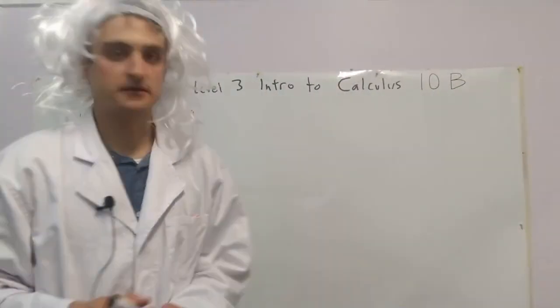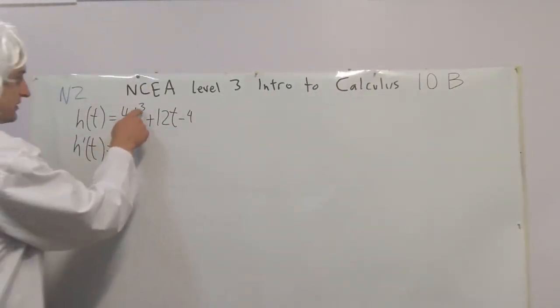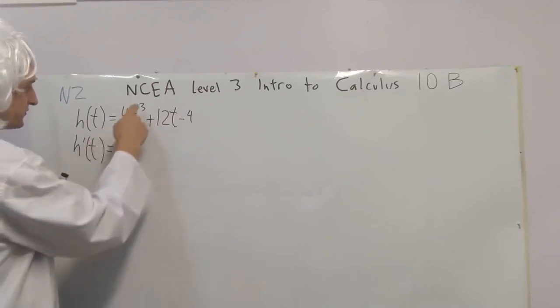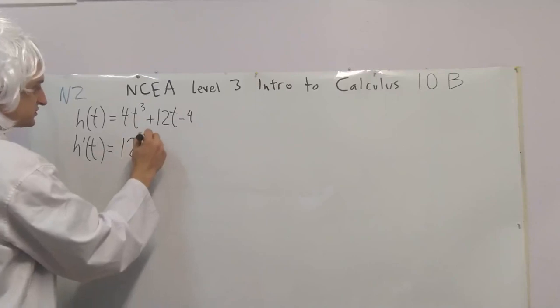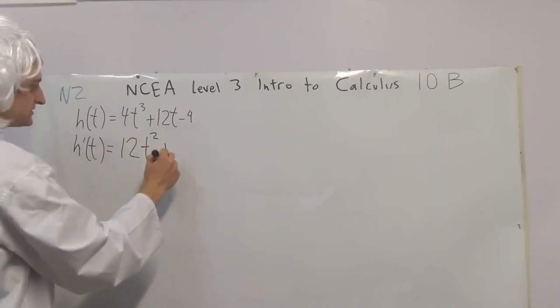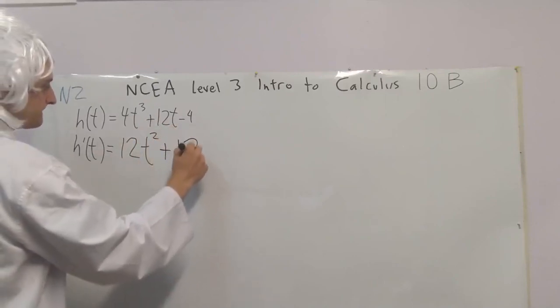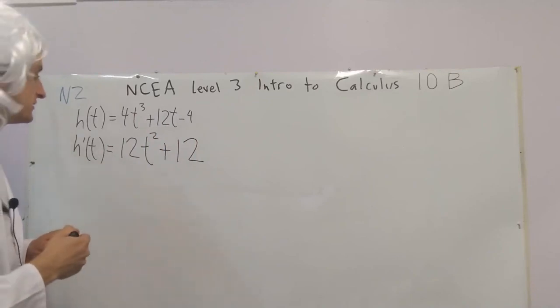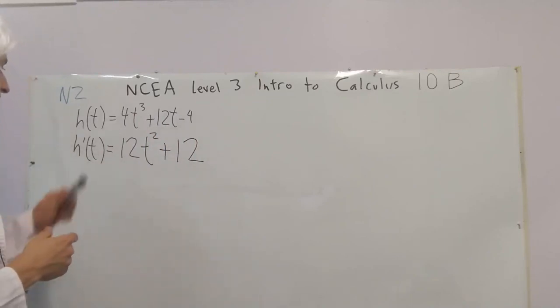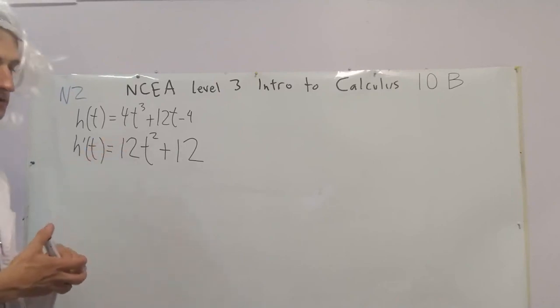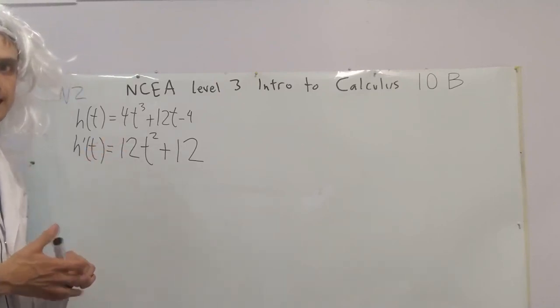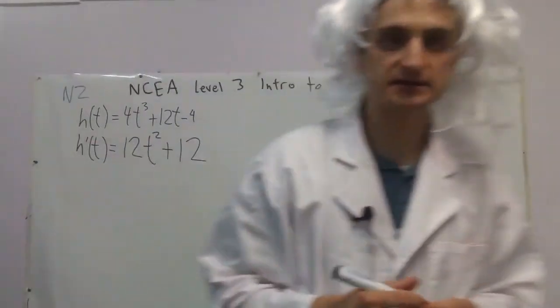So we'll use the power rule. This 3 comes out in front. 3 times 4, that's 12t squared plus 12. That is our derivative of h of t. 12t squared plus 12. And this assignment is finished.